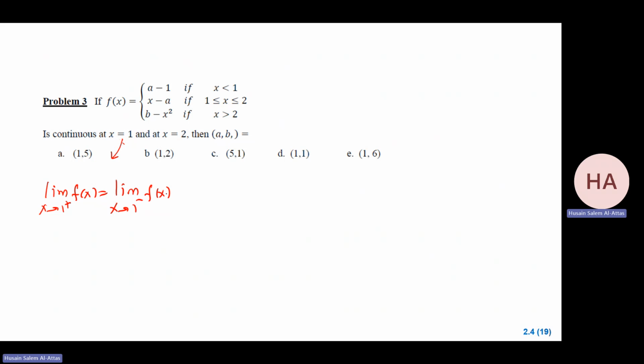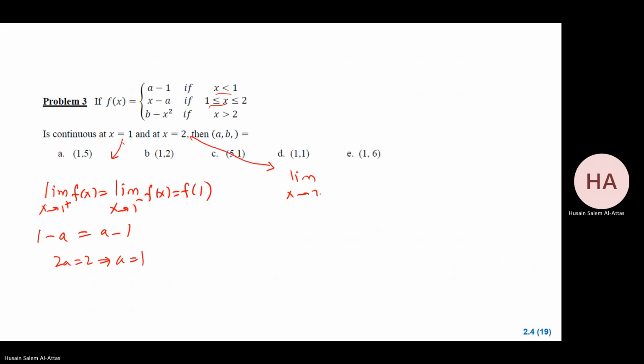Be careful for calculation. From right, I am here. It will be 1 minus a. From left, I am there. So it will be a minus 1. And that should be equal to f of 1, f of 1 is just redundant, which is 1 minus a. So I have what here? That will be 2a equals 2. So a equals 1. Now for 2, have the limit. Same thing.